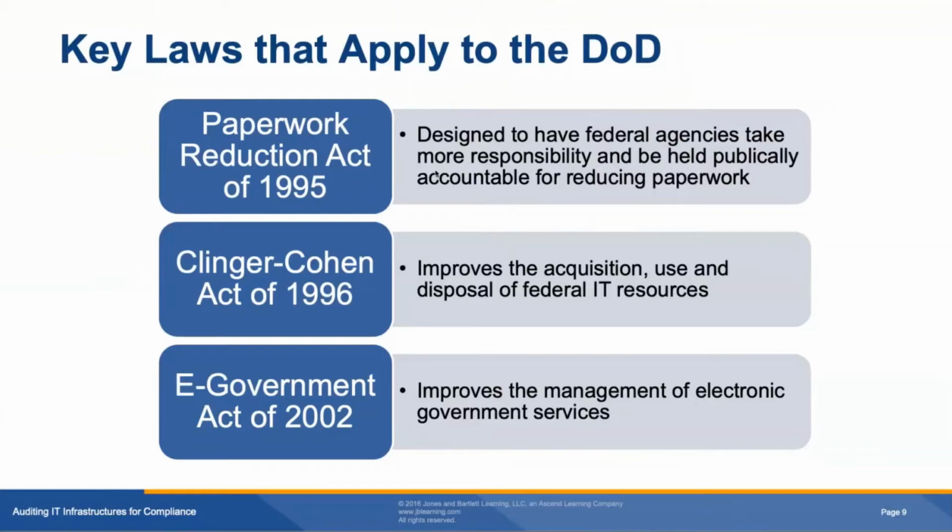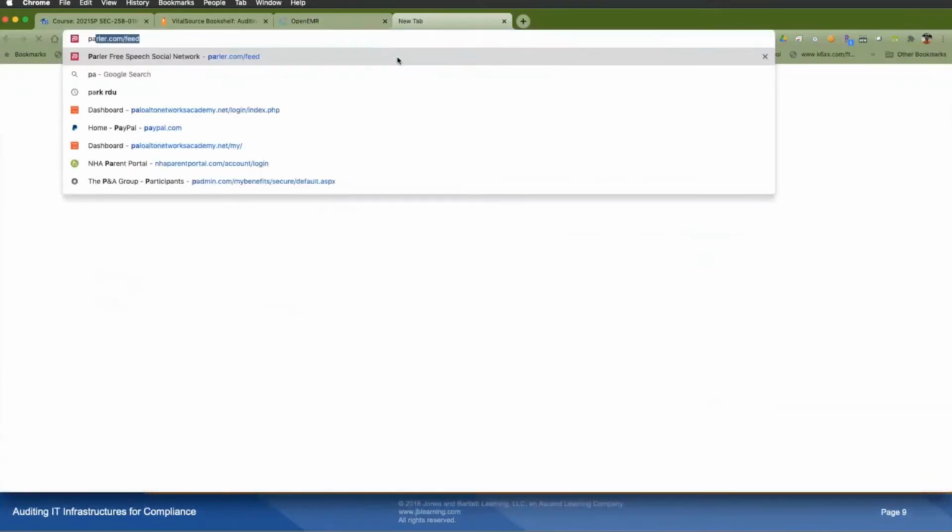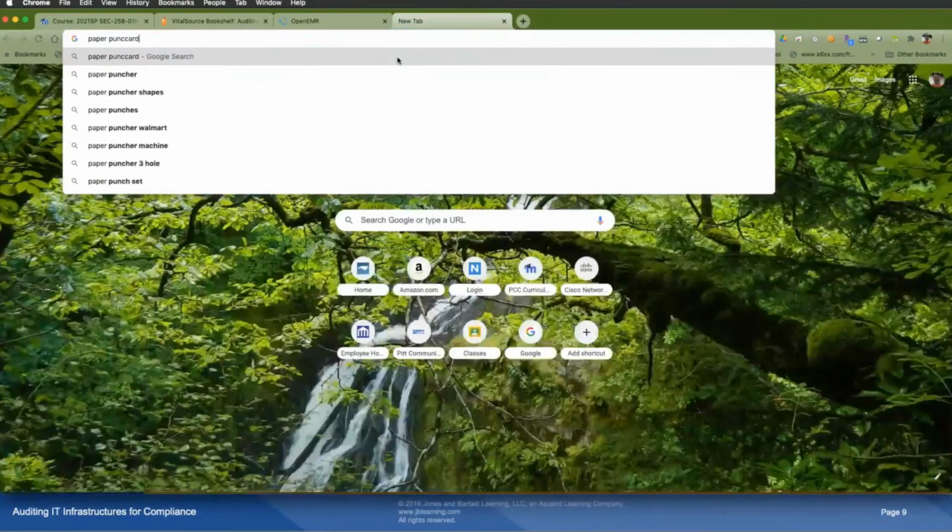I was talking to a guy from the Navy, and he was in the Navy in the 70s. What he was telling me was that they used to use those paper punch cards, right? When they used the computers back then. Let's see if I can find pictures of them.